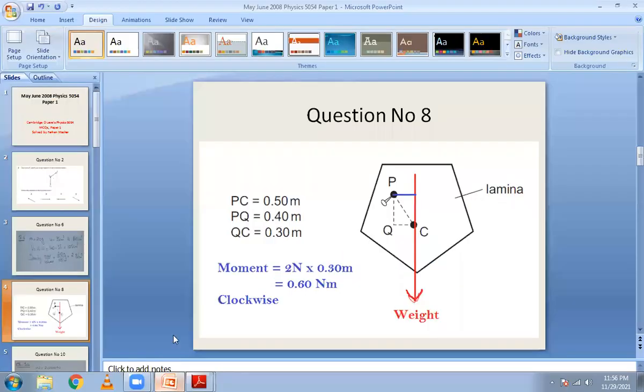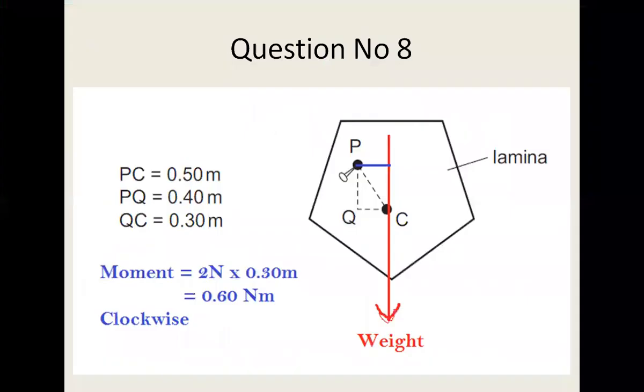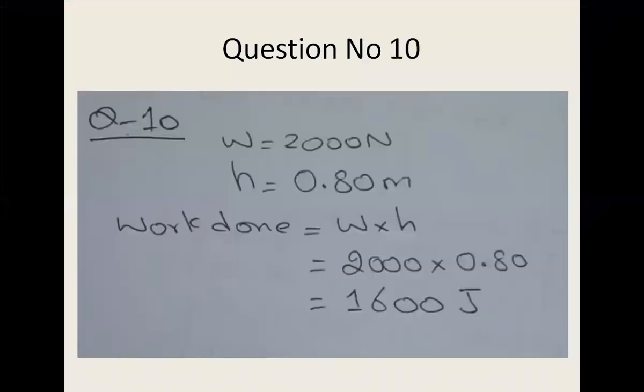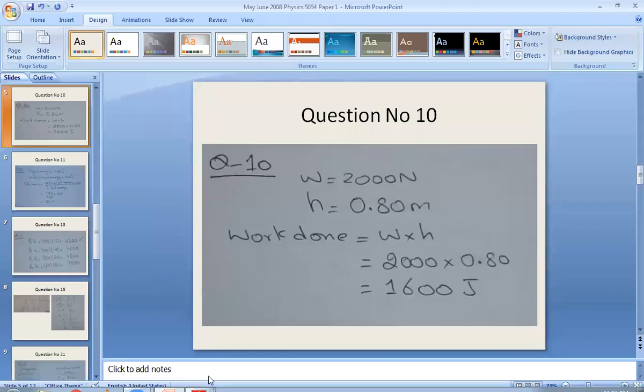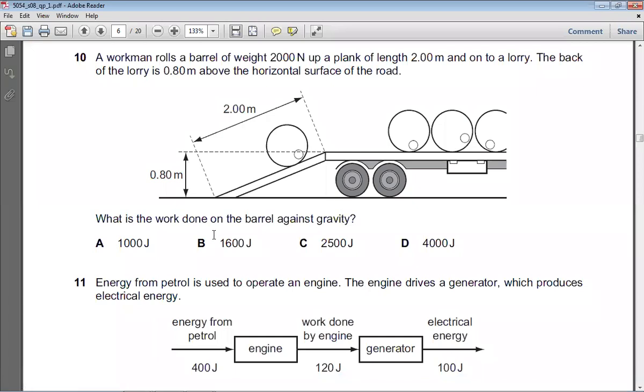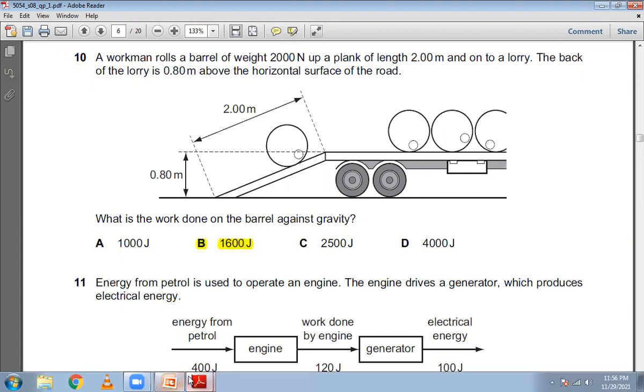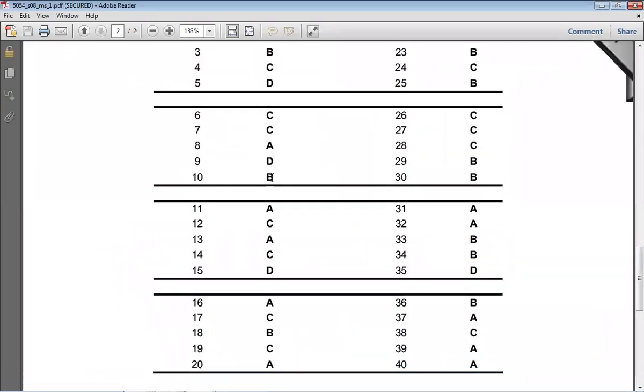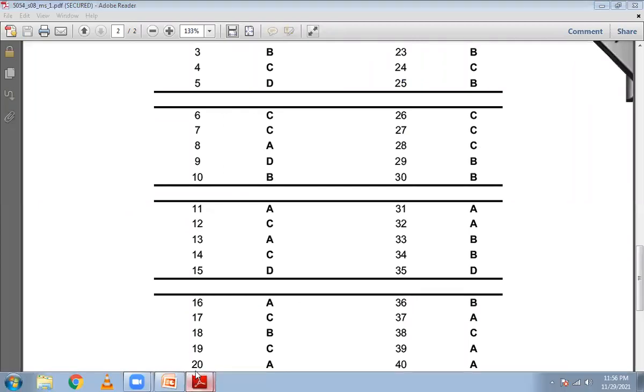So let me show you how I have done this numerical, and that will be helpful to you. Okay. So the weight is 2000 Newton. The vertical height gained by the barrel is 0.80 meter. The work done will be weight multiplied by the vertical height. So 2000 multiplied by 0.80, and that will be 1600 joules. So let's check. Question number 10, 1600 joules, and we think that B is the right choice. Yes, sir. Question number 10, B is the right choice.